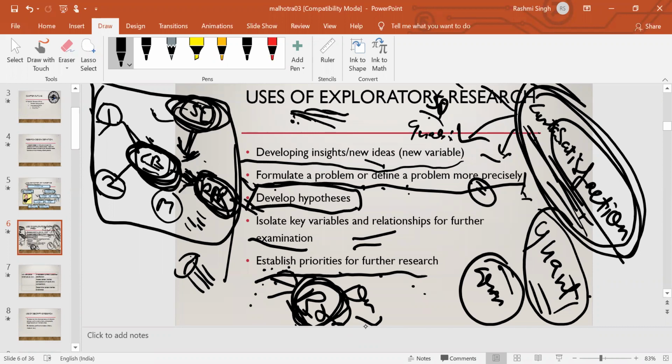How? Because you have some variable and now you have to identify what are the other variables that are going to affect my particular variable. Then also you will isolate the key variables. Here you can isolate what would be my independent variable and what would be my dependent variable. So exploratory research will help you to isolate the key variables and relationships for further examination. Then it will also establish priorities for further research, meaning it will give you some scope for what you can do in future for that particular problem or objective. So that is all about exploratory research.